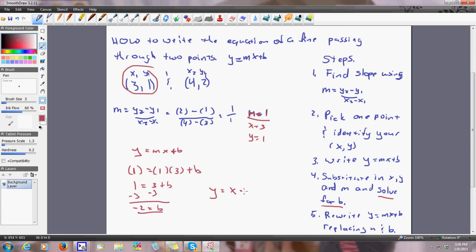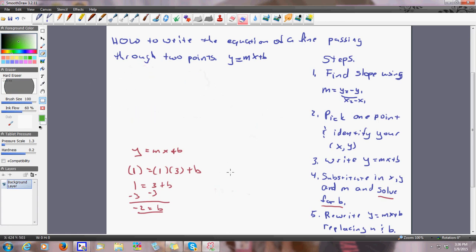Oh, by b is negative 2. Oh, I'm going to do another example. Oh, I hope you heard that. Octonauts are on Netflix. So I'm going to do another example. And hopefully this one will be a little bit messier.